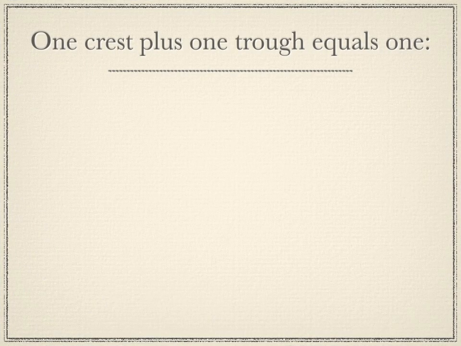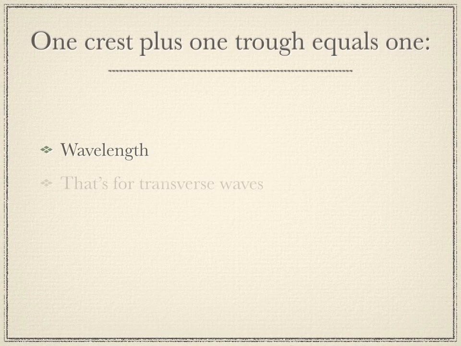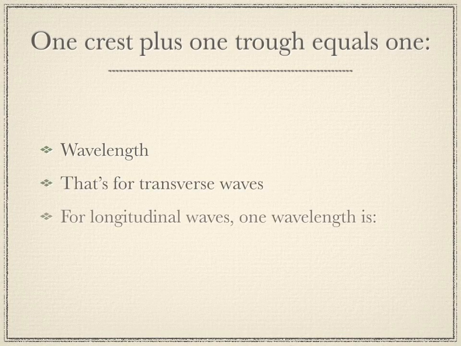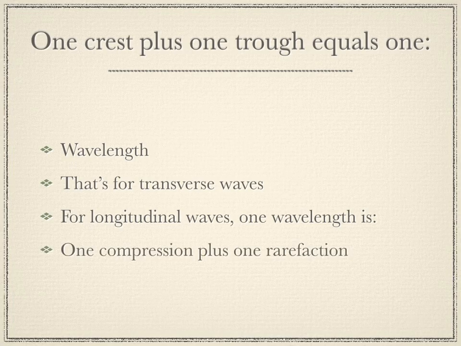One crest plus one trough equals one wavelength, at least for transverse waves. For a longitudinal wave, one wavelength is going to be one compression plus one rarefaction. But for a transverse wave, one crest plus one trough is one wavelength.